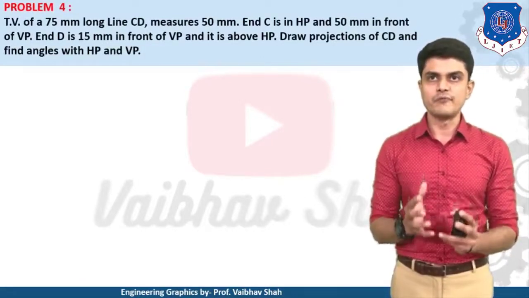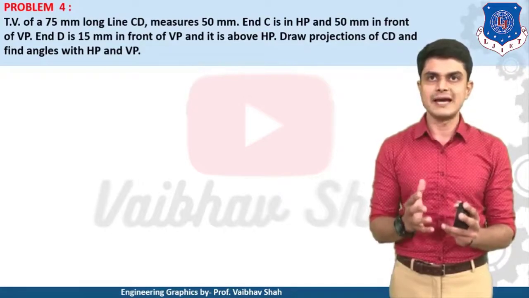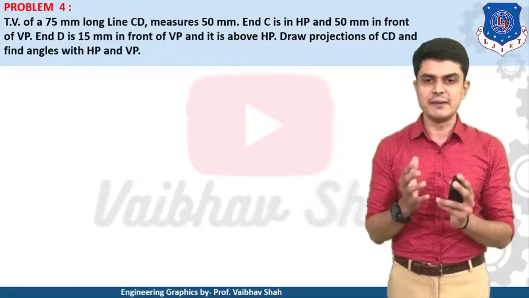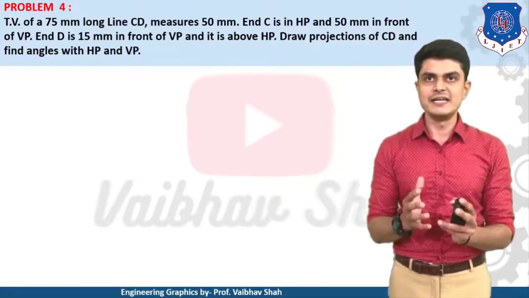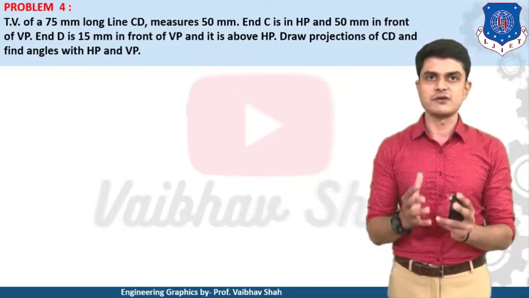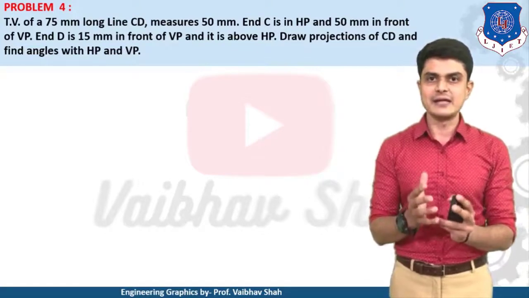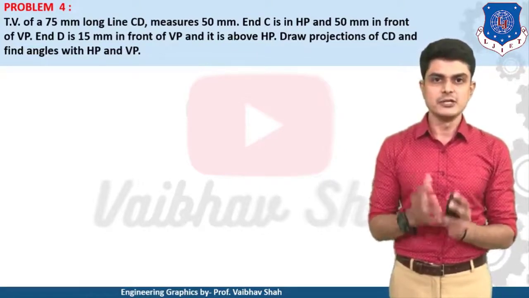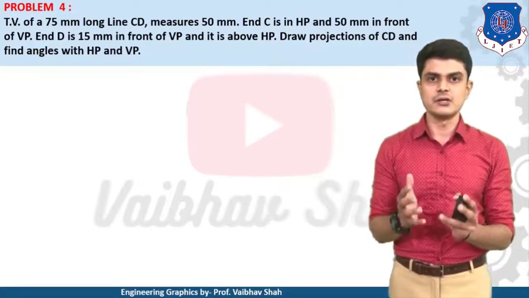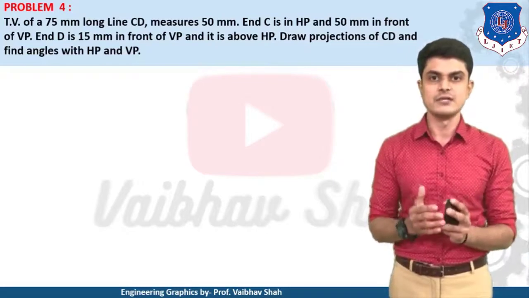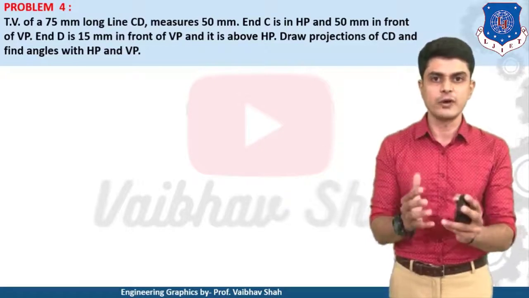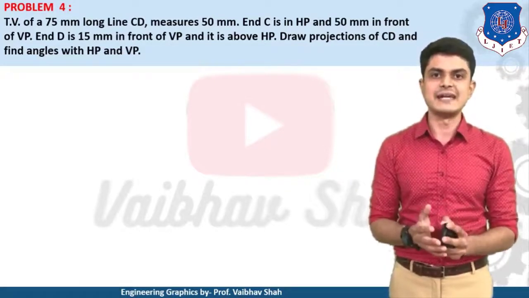Problem number 4. Top view of a line CD measures 50 mm, true length 75 mm. Endpoint C is in HP and 50 mm in front of VP. The endpoint D is 15 mm in front of VP and it is above HP. Draw the projections of line CD and find the angles with HP and VP. Here, as you can see, no theta, no phi is given. Here the locations of 2 points C and D are given. So whenever the locations of 2 points are given, we need to follow this procedure. So let us first identify the data.